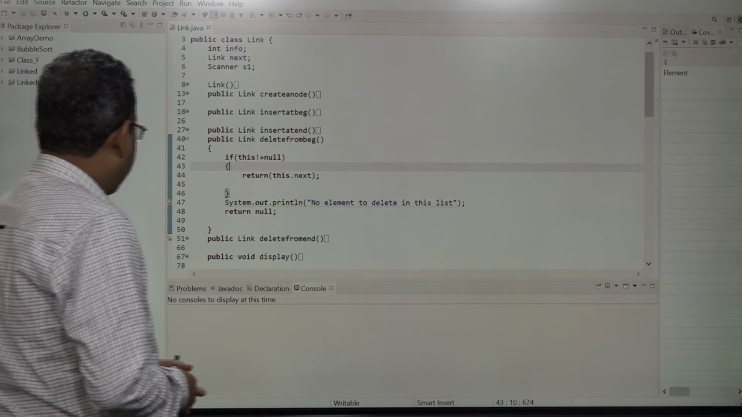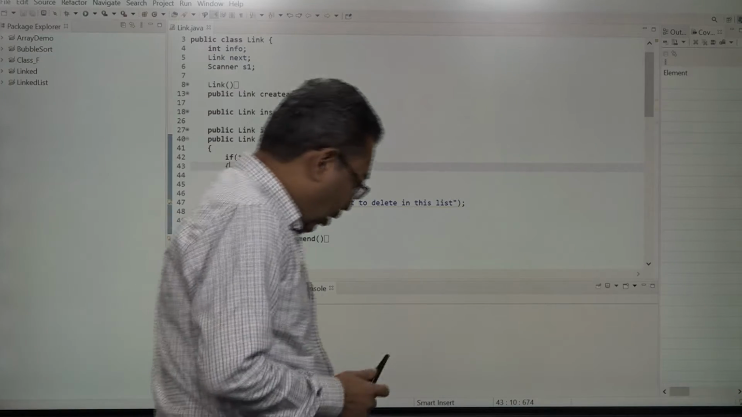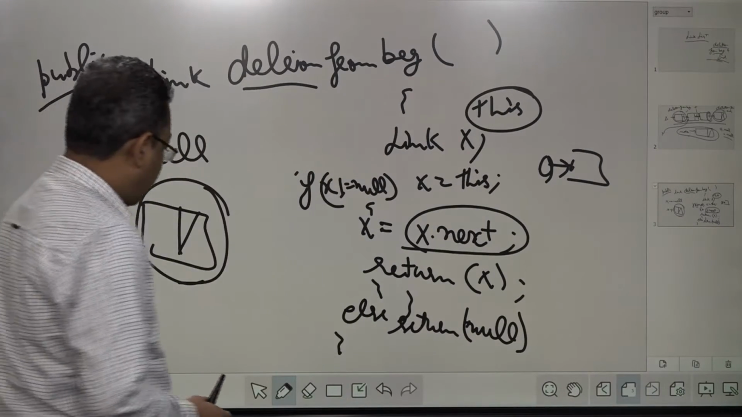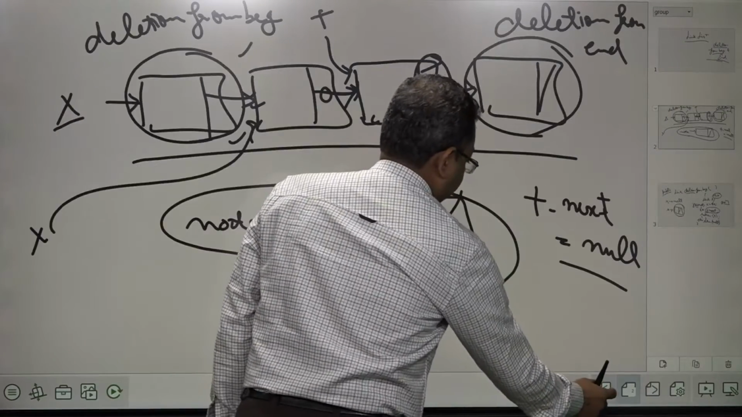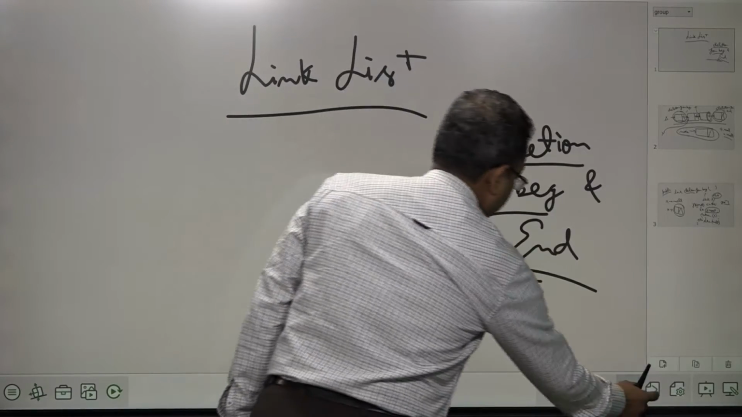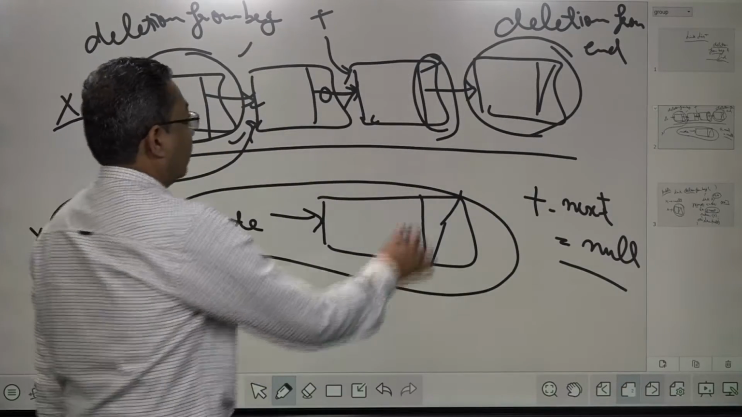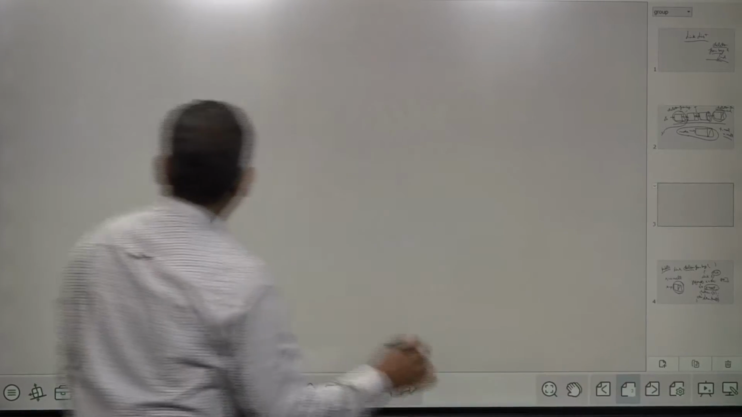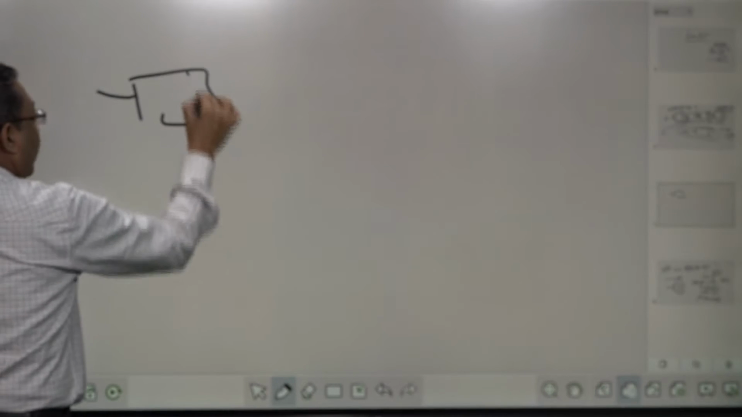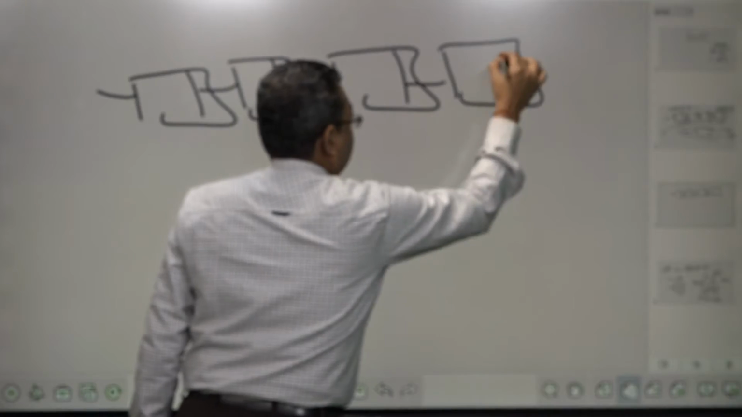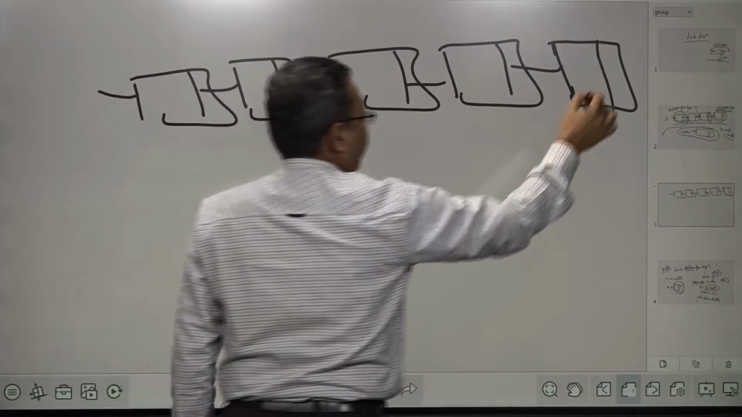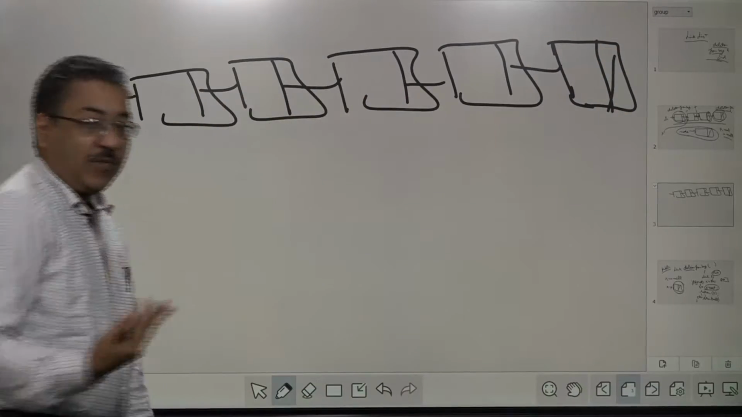Okay, so I hope deletion from beginning is clear. Now let's check out deletion from end. For this, I will go for a new linked list, and here again I am assuming this list contains some node.